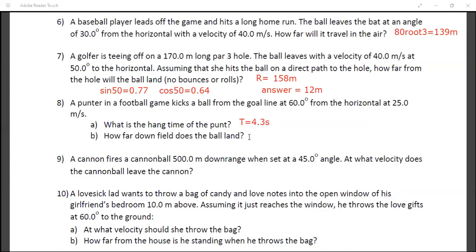For the second one, we'll use R is equal to u square sine 2 theta by g. Then we'll get 625 into root 3 by 20, and then we'll simplify that answer and we'll get it as 54.125 meters. Fine, correct. So here time of flight, and here range formula, directly.